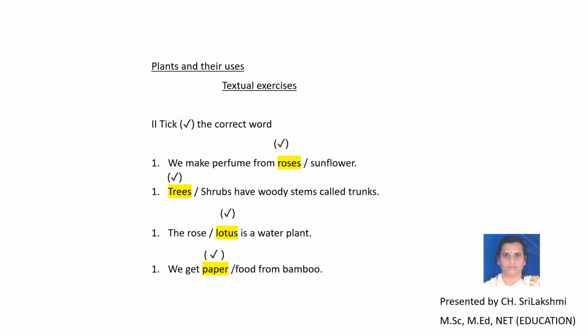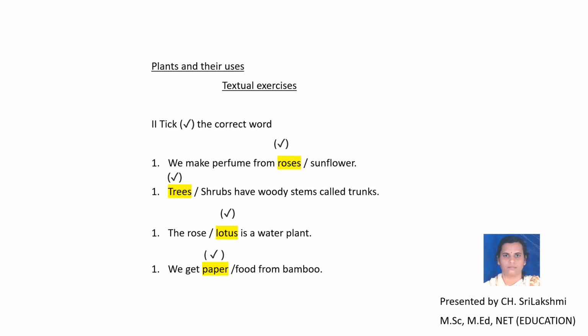So now let us come to the textual exercises. The question answers I have already given to write in the notes. I have given the PDF. So now the textual exercises. Second bit, tick the correct word. We make perfume from roses, sunflower. So we make perfume from roses.